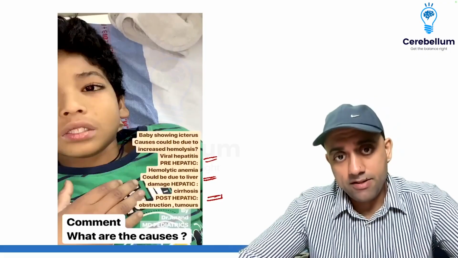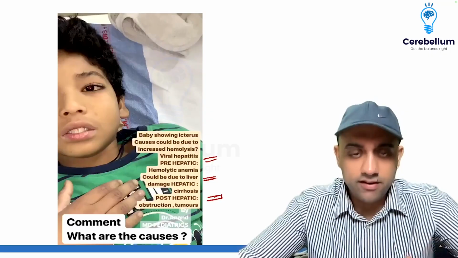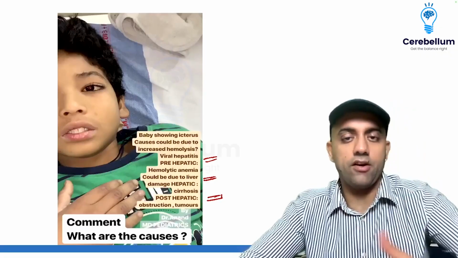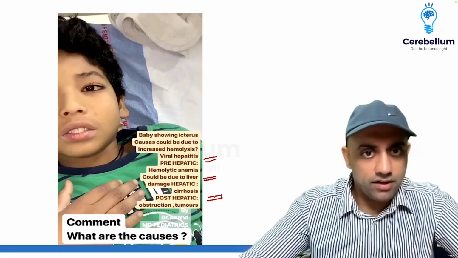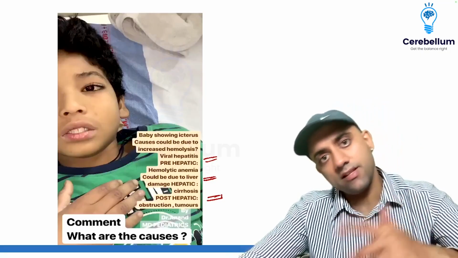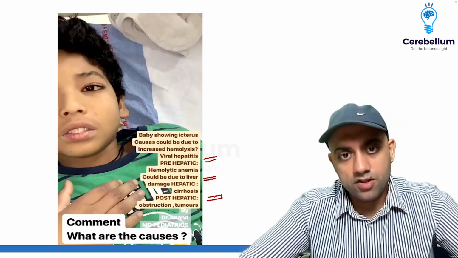Could be a liver damage, of course. Hepatic cause could be liver disease, could be cirrhosis of liver. And post-hepatic could be some obstruction basically, or a tumor. So pre-hepatic, one cause we thought of hemolytic anemia. Hepatic means cirrhosis, and post-hepatic means any obstruction. So one cause. It's a viva question, you should know.